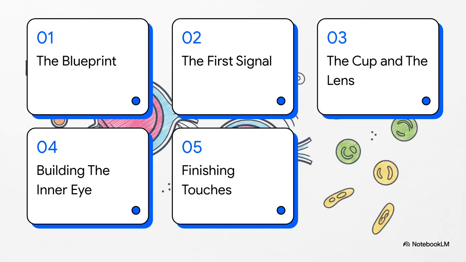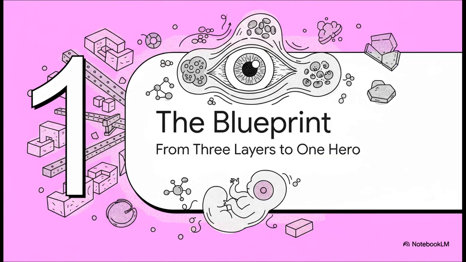All right, here's our roadmap for this explainer. We're going to look at the blueprint, see the first signal, watch the cup and lens form, then build the inner eye, and finally add the finishing touches. Let's get started.